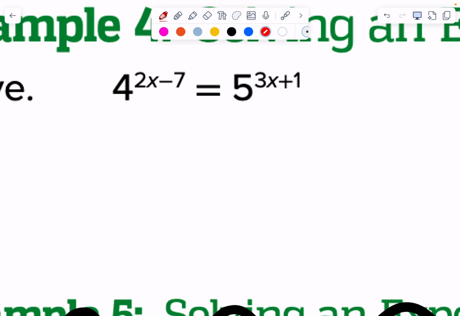Step number 2: what are my base numbers? 4 and 5. Can I get those to be the same number? Like 4 I can write as 2 to the 2nd power, right? Can I write 5 as something? No. Can I write them as the same base? No.